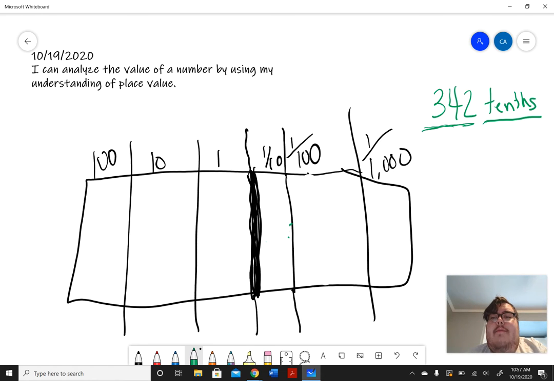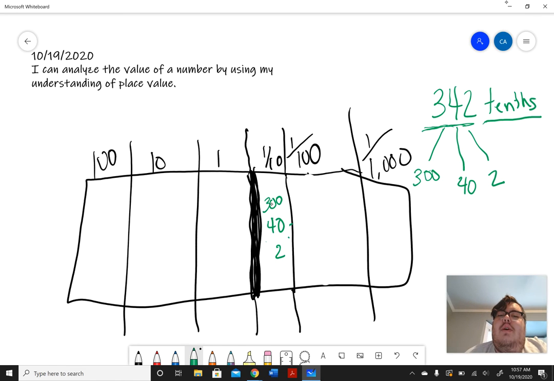The way that we can do that is we can break this up into its parts. The 3 is in my hundreds place, which means I have 300. The 4 is in my tens place, which means I have 40, and I have 2. So let's write it out that way. I have 300, I have 40, and I have 2. Looking at this, I know that this is way too much to be in one place value, and this is way too much to be in one place value. So let's start bumping things over.